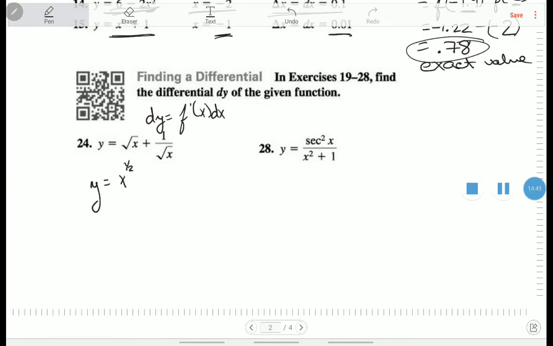This is going to be x to the 1/2 plus x to the -1/2. So our derivative would be 1/2 x to the -1/2 minus 1/2 x to the -3/2. So I'm going to simplify this just a little bit. We could factor out a 1/2 x to the negative 3/2. And when we do, we're going to end up with x minus 1.